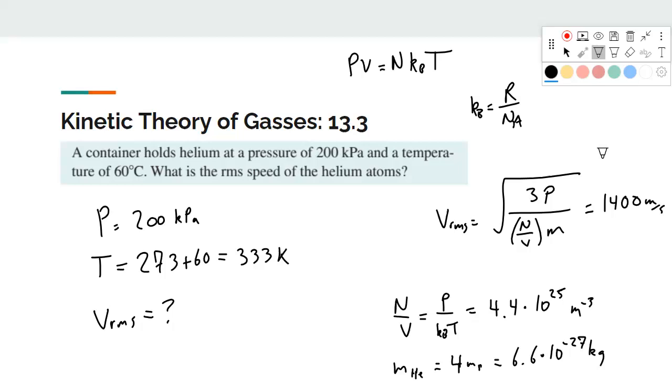In fact, there's a whole distribution, and there will be some helium molecules in this container going significantly faster. It's just that, very similar to any Gaussian distribution, it tapers off exponentially. So there'll be fewer and fewer gas molecules going much faster than this, and fewer going much slower than this. Okay, any questions about how we find the RMS velocity?